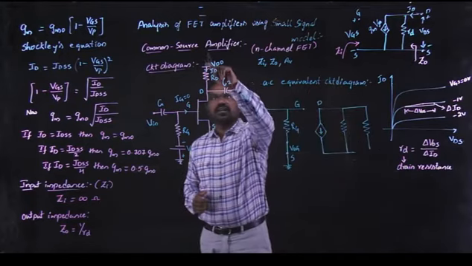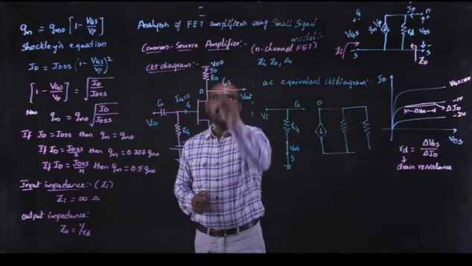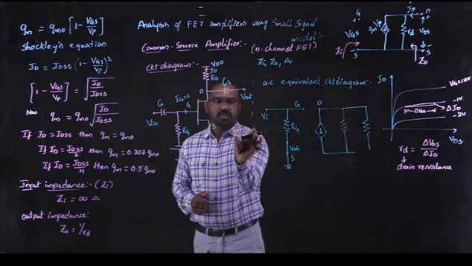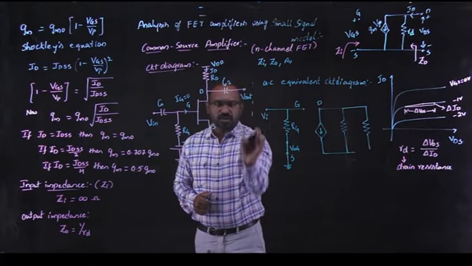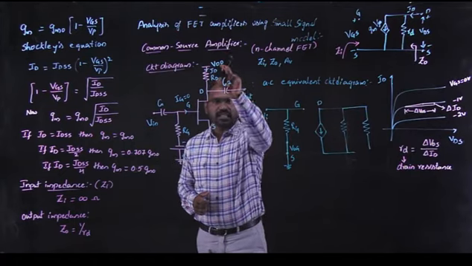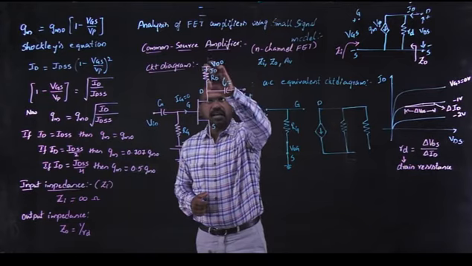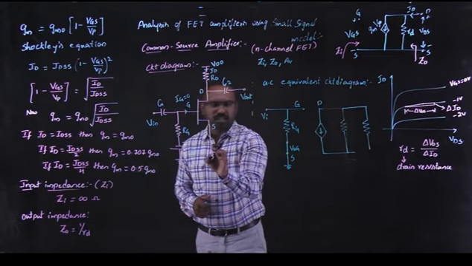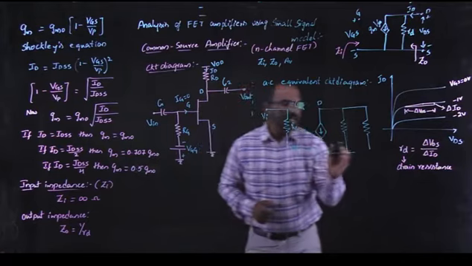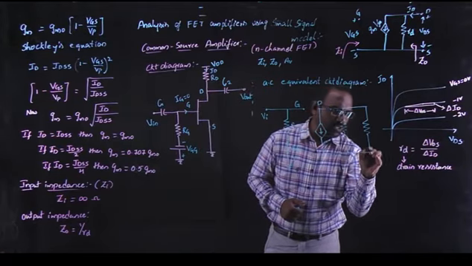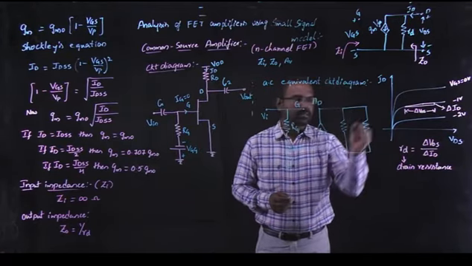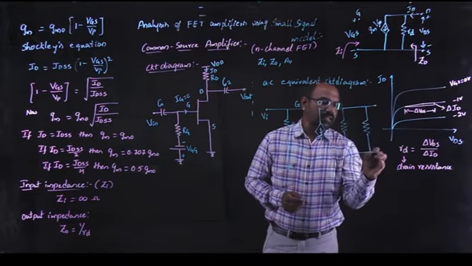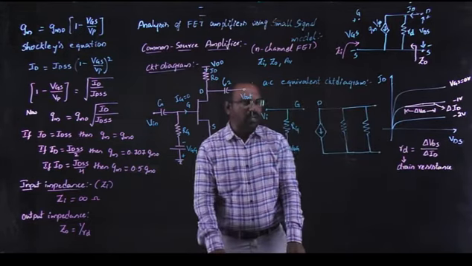Why? Because here VDD is connected like this. That means a voltage source, drain to source. Here I am short circuiting the VDD, which means I have to connect this to the ground. What is the ground here? The source. That is the reason why I am directly connecting to the source terminal. Don't get confused.